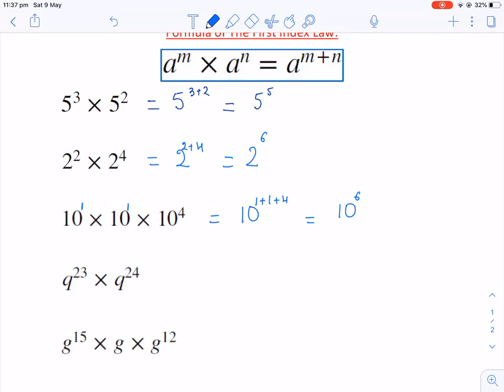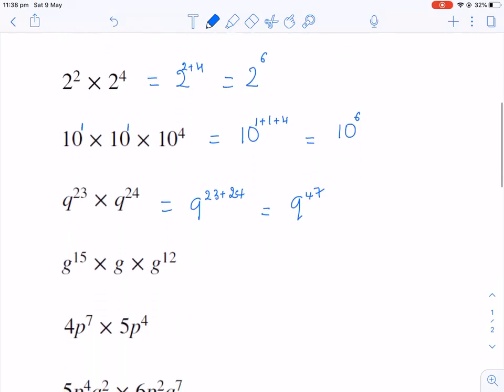How about letters or variables? We do exactly the same. We have to make sure that the base, which is Q here, are the same. And they are multiplying, then we can use index law number 1, the first index law. With the first index law, we have to keep the same base, which is Q, and then we add all the indices together. So it's equal Q to the power of 47. This is your final answer.